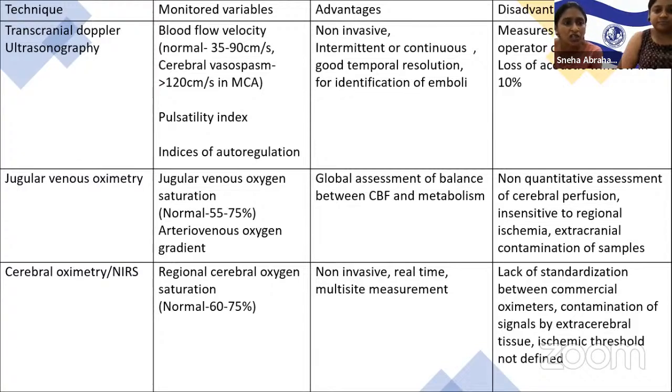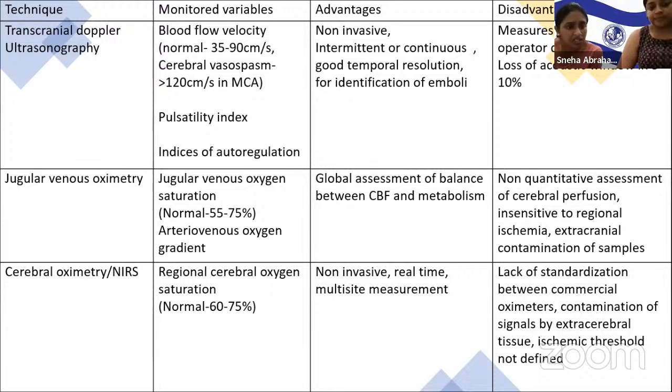The advantages of jugular venous oximetry is that it is a global assessment of the balance between cerebral blood flow and metabolism. It is limited by the fact that it is a non-assessment of cerebral perfusion. It is insensitive to regional ischemia, and extracranial contamination of the samples can happen when we draw more than 2 ml at a time.